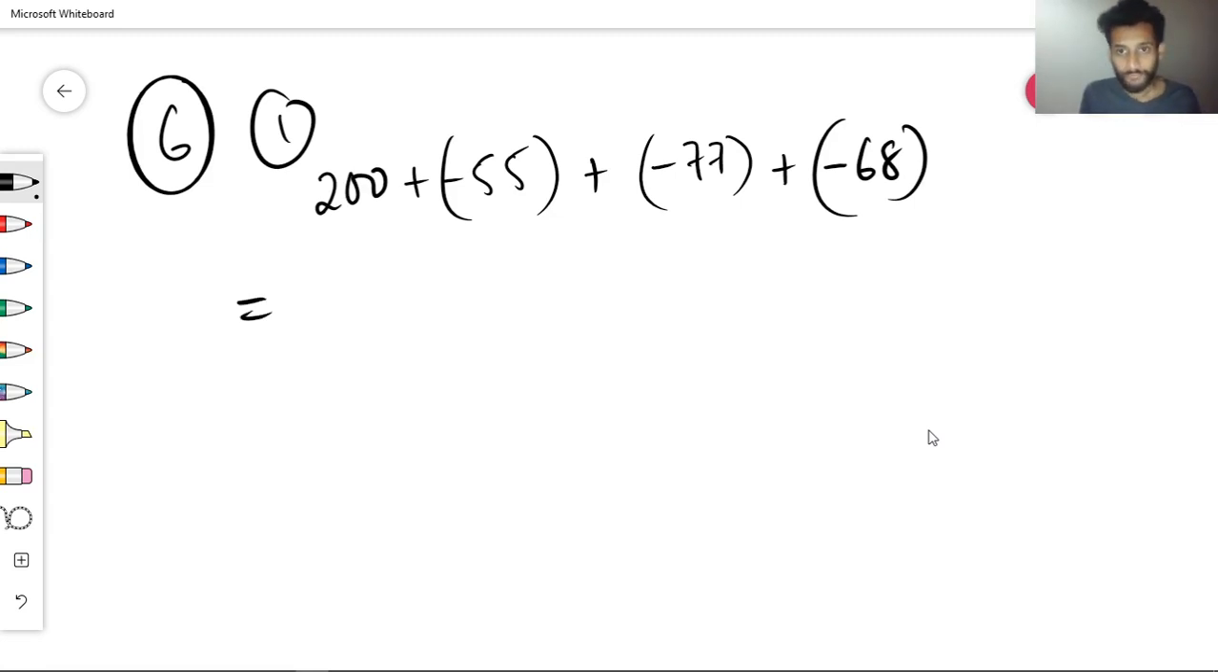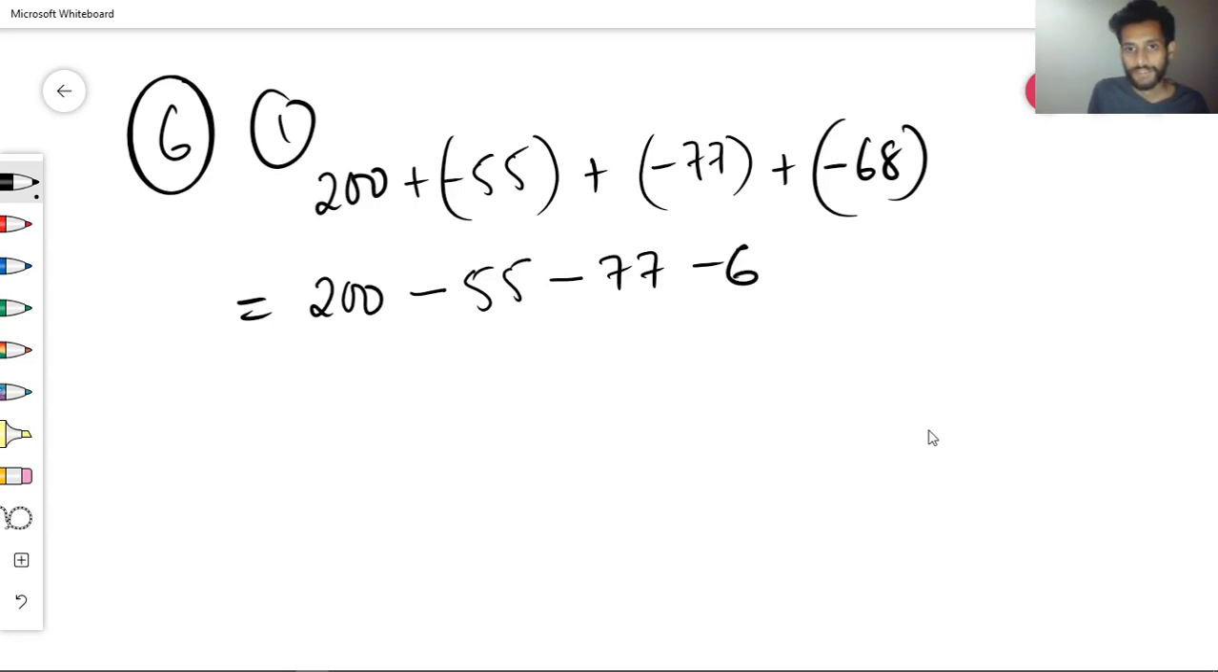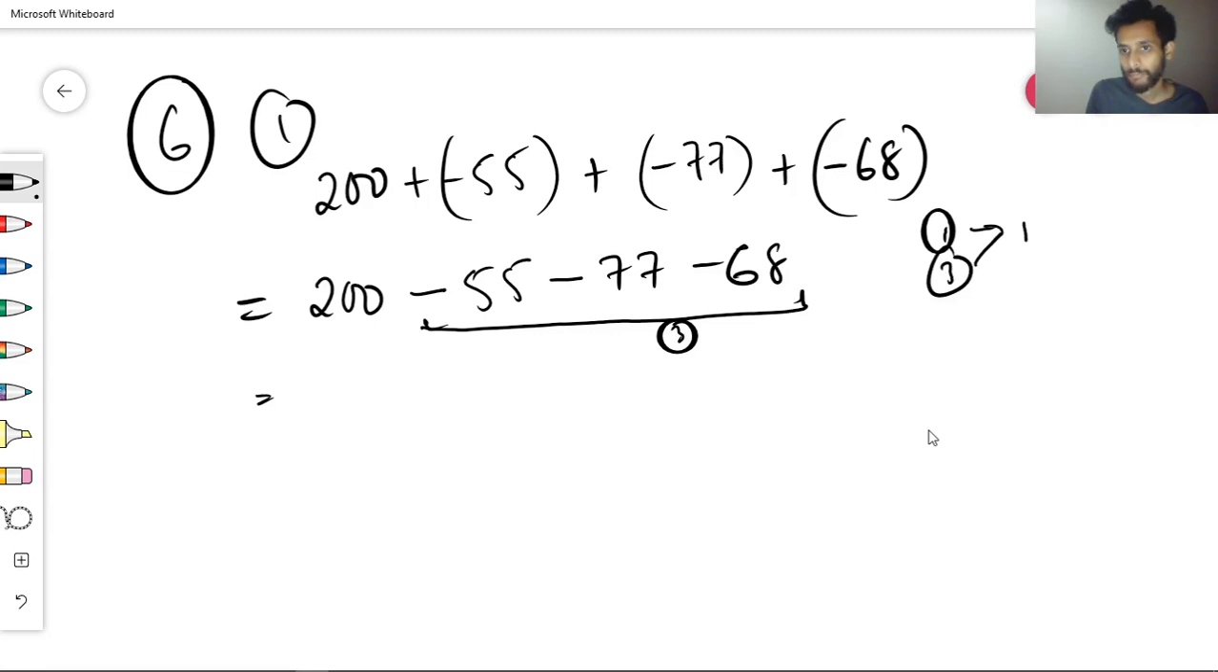So now first step, what we have to do, we have to just arrange it. When we arrange it, it will be 200. After that plus minus is minus 55. After that plus minus is minus 77. After that plus minus is minus 68. Okay, now here we can use the formula 3. The first formula can be used for first, and the third can be used for many terms. But the second can be used for only 2 terms. Just keep that in mind.